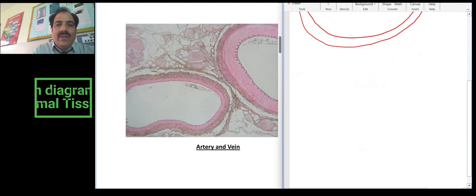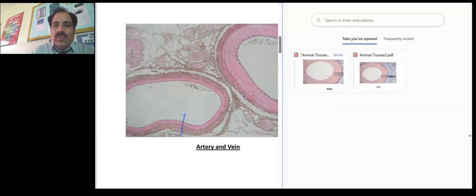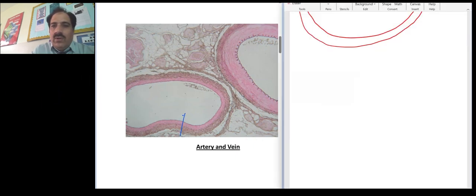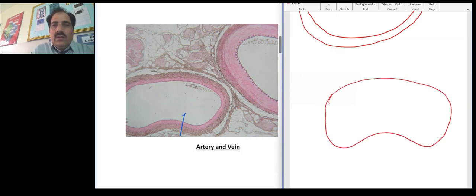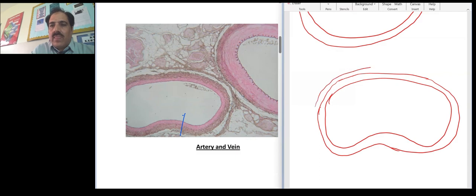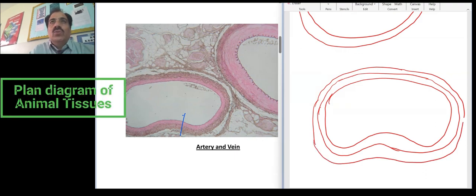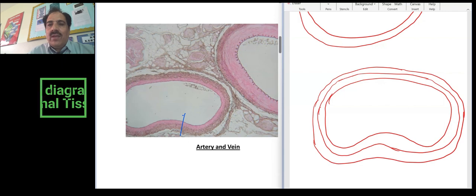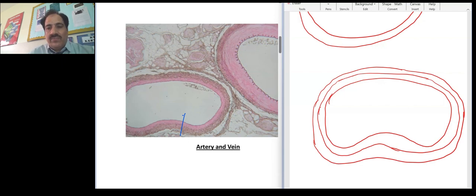You can see that the vein has a very broad or wide lumen. So this is the lumen of the vein, as I can see the shape over here. Then we have a thin tunica media, not as thick as we saw in the artery. And then there is the tunica externa. When making the plan diagrams, you have to always make sure of the proportion of the different tissues being shown in the slide. So we have to make our diagrams as per that proportion.